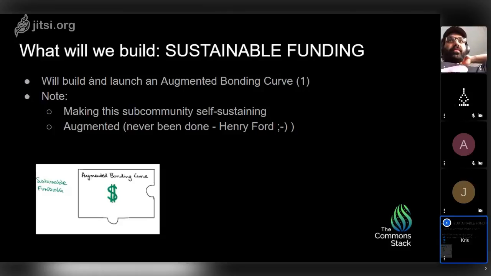Here is just mentioning it, and that's why I put in the Henry Ford thing here. Yeah, there are bonding curves, but this is an augmented bonding curve, and we'll get into this later. But this is the first thing that we're really going to launch with the token engineering commons.